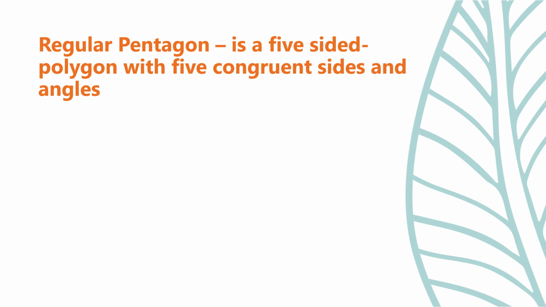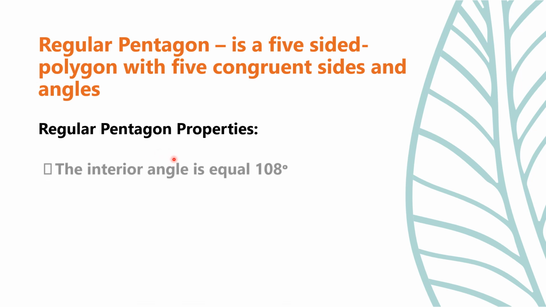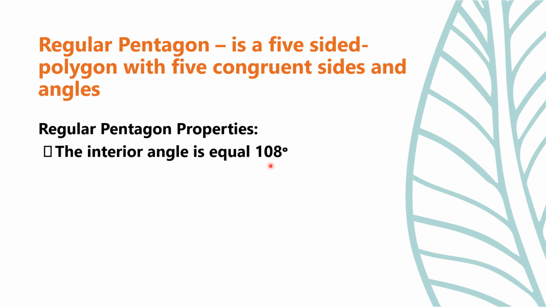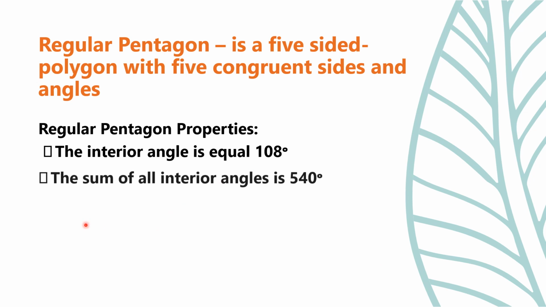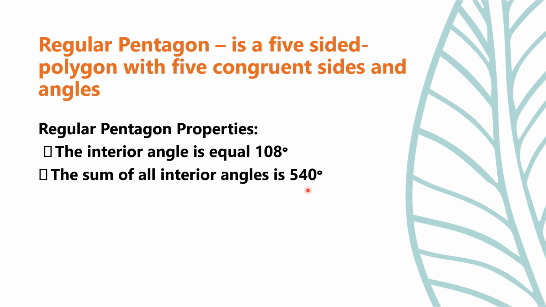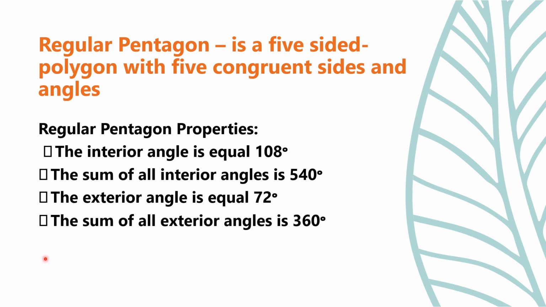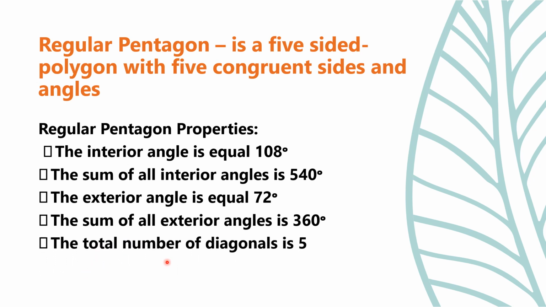Okay, so here is the meaning of a regular pentagon. A regular pentagon is a five-sided polygon with five congruent sides and angles. These are the properties of a regular pentagon. The interior angle is equal to 108 degrees. The sum of all interior angles is 540 degrees. The exterior angle is equal to 72 degrees. And the sum of all the exterior angles is 360 degrees. The total number of diagonals is 5.